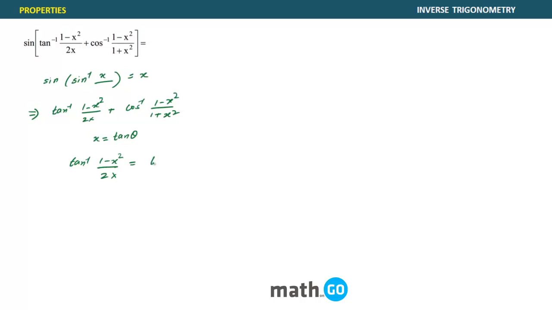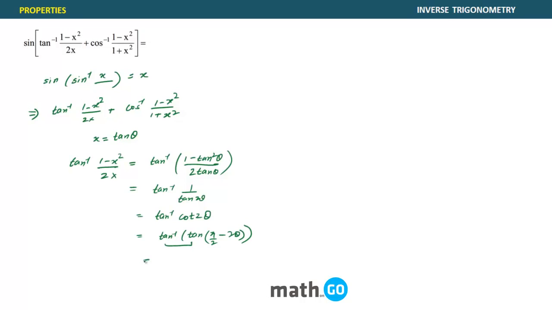So this will reduce to tan inverse of (1 minus tan square theta) upon 2 tan theta, and we know this is nothing but the formula for tan 2 theta. I can write this as tan inverse cot 2 theta, and cot 2 theta can be simplified as tan of (pi by 2 minus 2 theta), the same stuff. And since tan inverse tan is there, I can write this as pi by 2 minus 2 theta. Okay, so up till now this is solved.